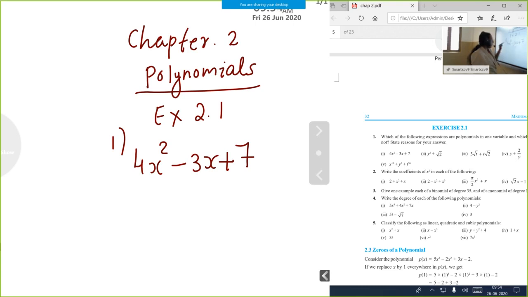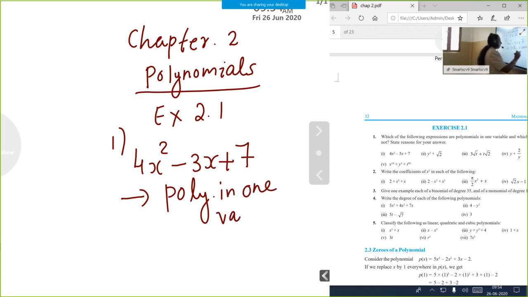So this is a polynomial. The variable is x square, here x. So it is a polynomial because all the powers are whole numbers. In how many variables are used here? There is only one variable, x. So it is a polynomial in one variable.